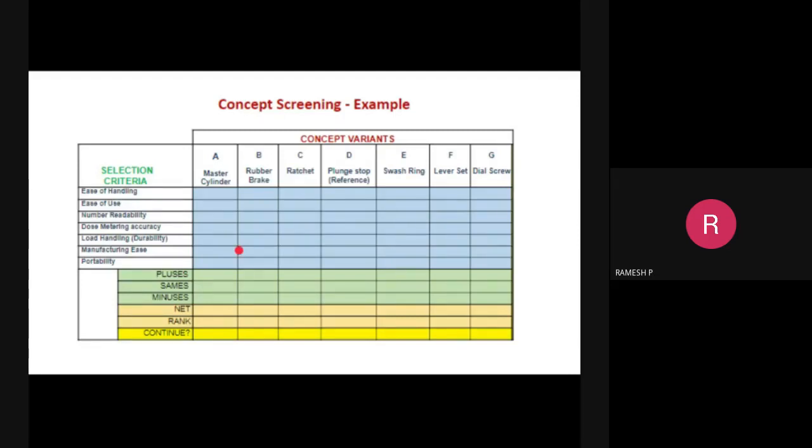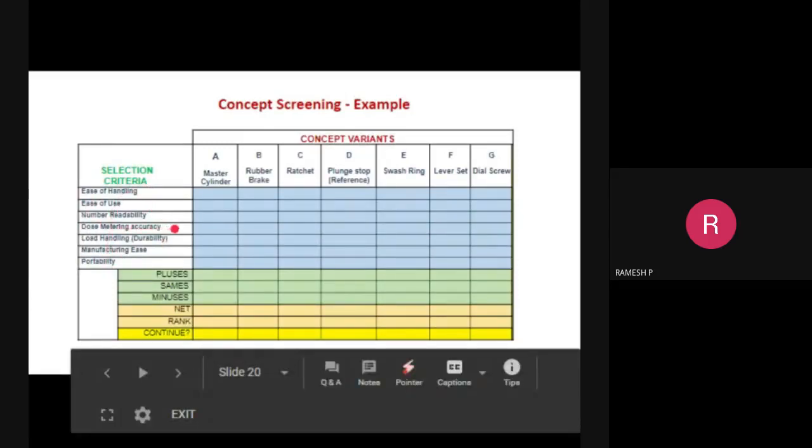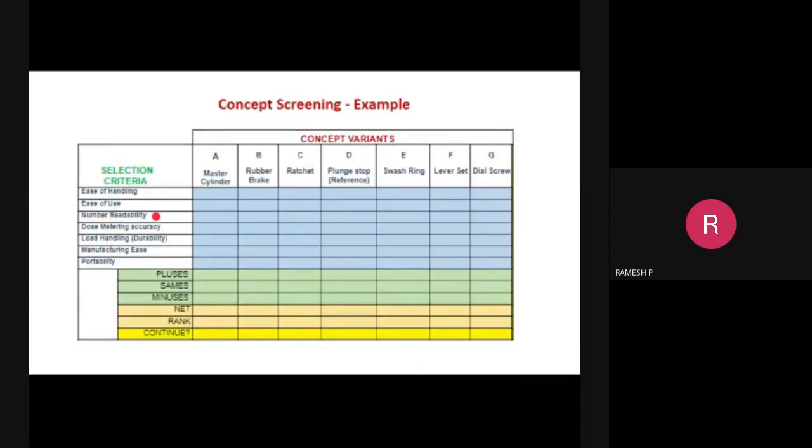Okay. More or less it is together. Now, as an example, we may come across some of the most promising selection criteria from the customer needs. Number readability, that is the readability of settings, one of the major concerns provided by the product development team in this example. Dose metering accuracy, and again load handling, durability, build quality, life of the syringe, manufacturability: how easily I could manufacture this product or a part. Portability, one of the important selection criteria in this example.